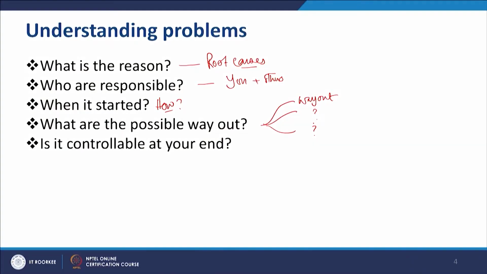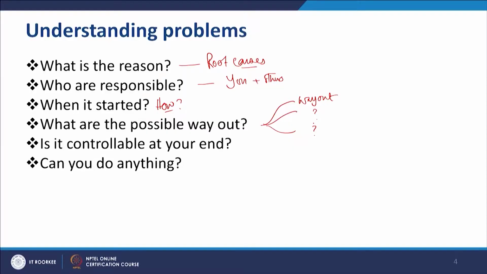Next, is it controllable at your end? That is a very important point which you need to think about, because unless it is controllable by you, you cannot intervene. Can you do anything? If you can do anything about the problem, do it. Otherwise, it is better to avoid worrying about the problem or thinking or analyzing too much about the problem.